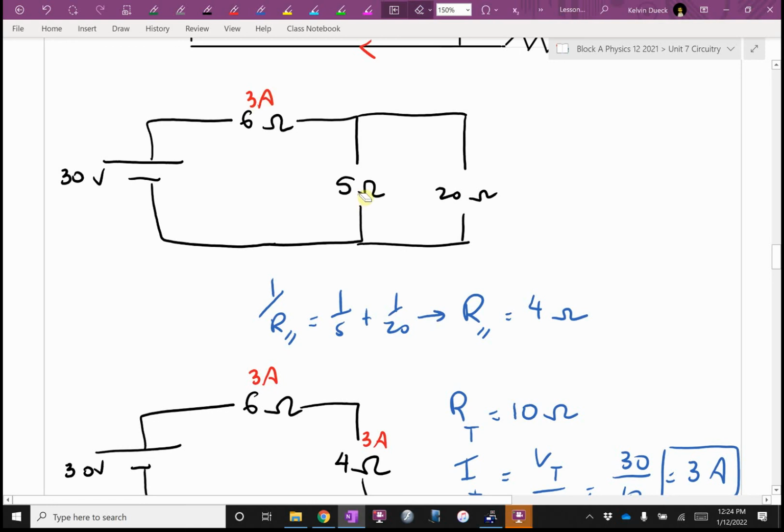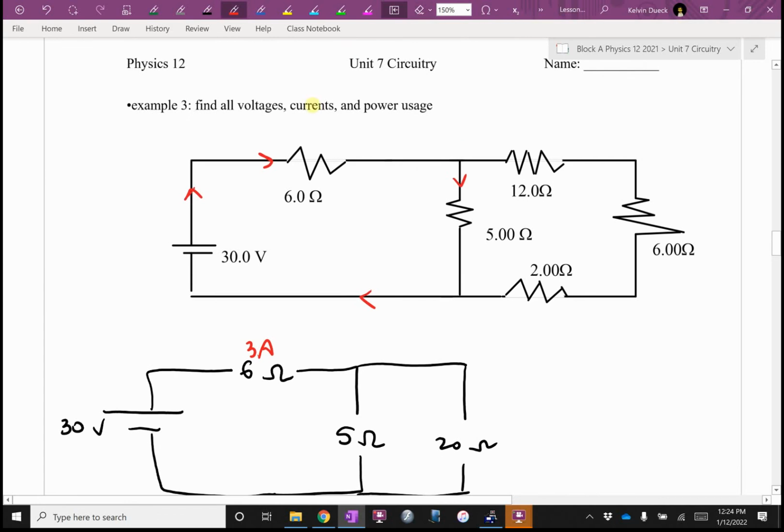Sophia, are 3 amps going through this 5? How many amps right here? Are they splitting up? So are 3 amps going through this 5? No. Are 3 amps going through this 20? No. Up here, but definitely 3 amps are going through here. Okay. Hey, Sophia, I know 2 things. How many volts?